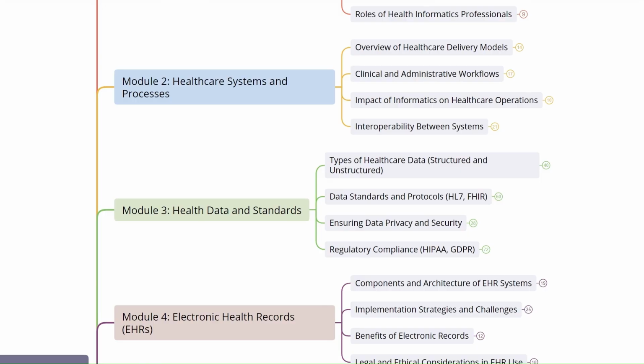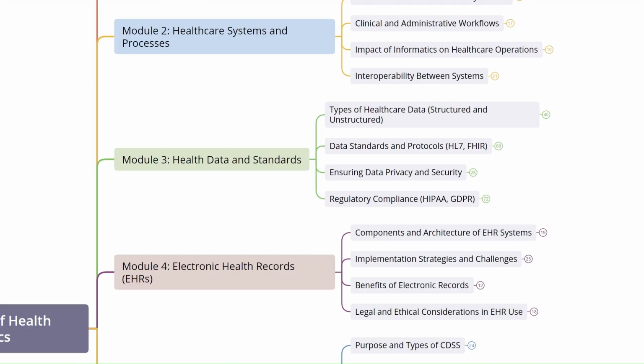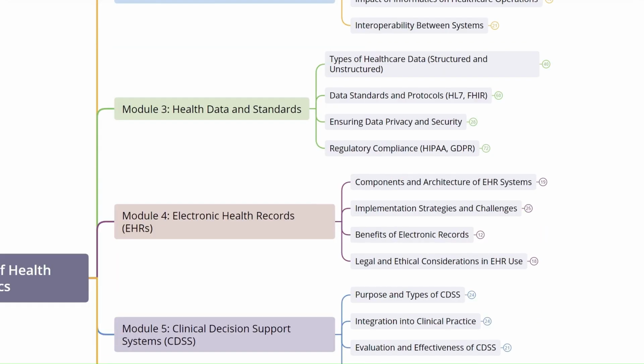As digital transformation continues to penetrate every aspect of healthcare, understanding health informatics is essential for clinicians, administrators, IT specialists, and policy makers alike who seek to harness technology to improve patient outcomes and streamline healthcare delivery.